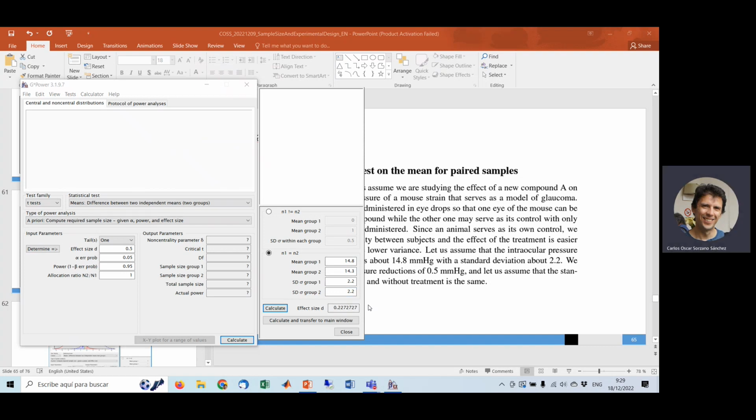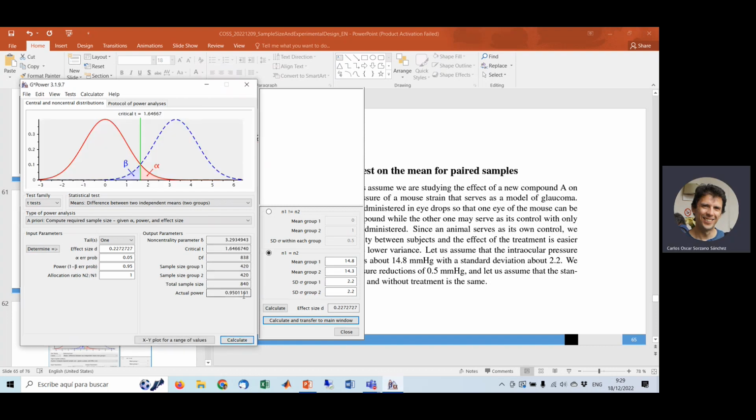So now I have to detect, so I want to detect something that is 0.22 the level of noise. So before it was 0.5. So I wanted to detect something that was half the size of the level of noise. Now it is a quarter of the level of noise. So it is a smaller signal that I want to detect. So I should expect that I need more animals. It is not that I need more animals, I need so many more.